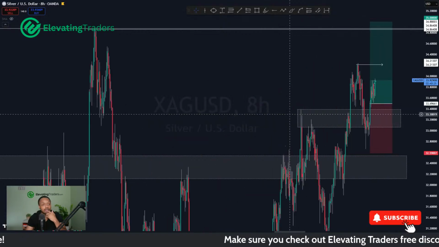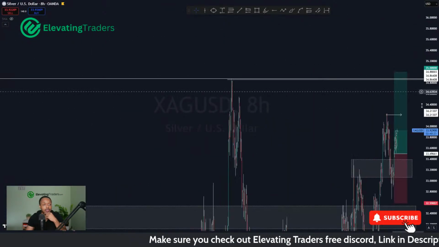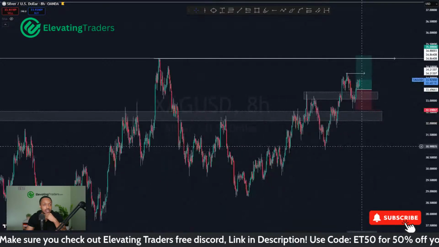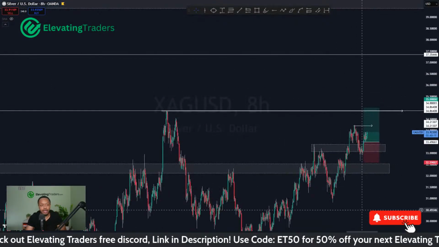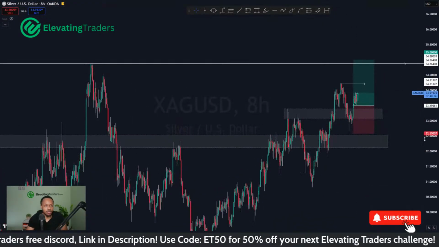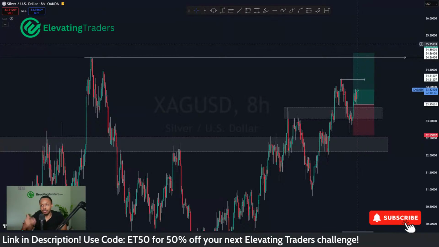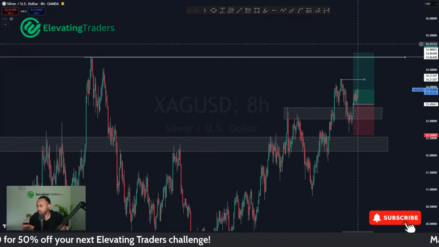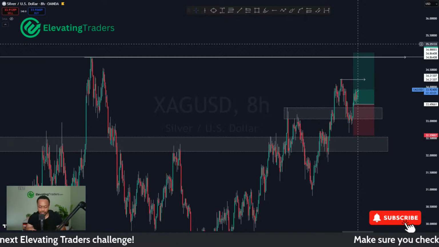In terms of targets, I'm looking for 35, a new high past the high here, is very much my expectation. I think silver can go a lot further than that, but I'll probably take most of my profit around 35 and just trail the rest and see what silver can do. And yeah, that's pretty much it for the USD side of things for me.